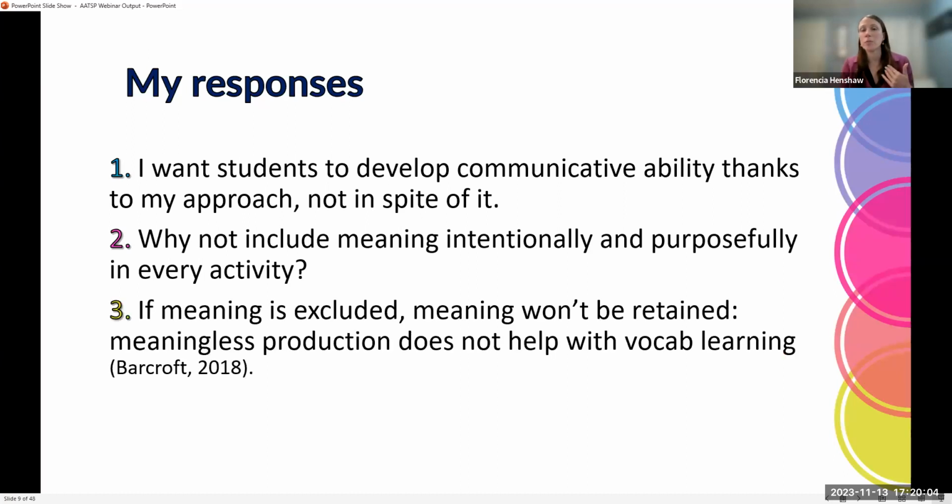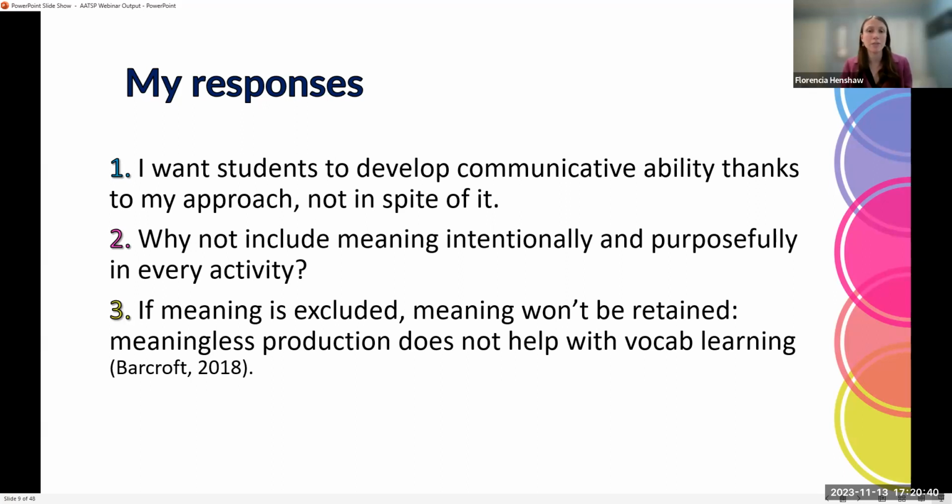And then the one about if repeating the words helps you remember them, actually, that doesn't quite resonate with what research says. So if meaning is excluded, meaning won't be retained. So meaningless production of words does not help with vocab learning. Now, if the student has to retrieve the word in a meaningful way, then yes, they're going to be remembering what that word is. But if the student is strictly just copying, for example, or just strictly repeating sounds, that will not help the students remember what those words are.